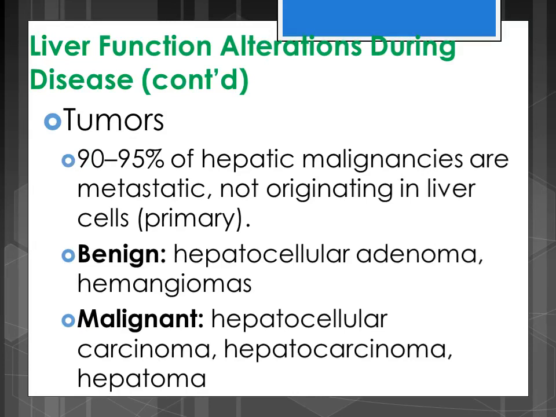Malignant tumors, so we have there the hepatocellular carcinoma. The hepatocellular carcinoma, other names for it are hepatocarcinoma and hepatoma. Other terms for hepatocellular carcinoma. The hepatocellular carcinoma is the most common malignant tumor of the liver.